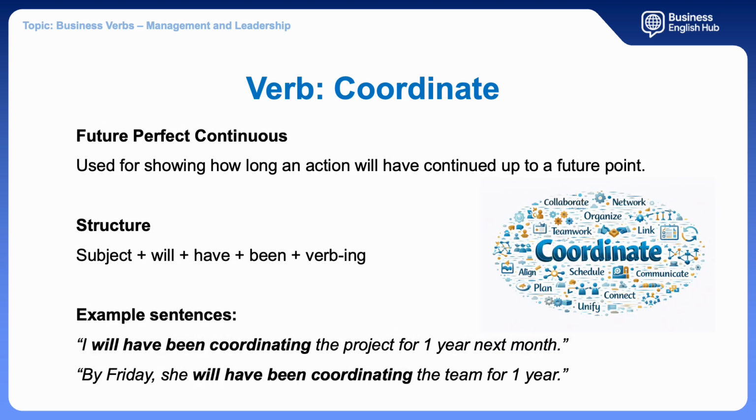The future perfect continuous of coordinate is used for showing how long an action will have continued up to the future point. The structure for this is subject plus will plus have plus been plus the verb ending in ing. And examples include, I will have been coordinating the project for 1 year next month. By Friday, she will have been coordinating the team for 1 year.